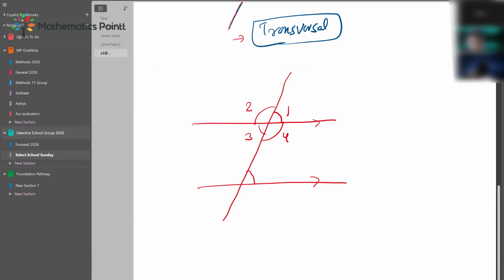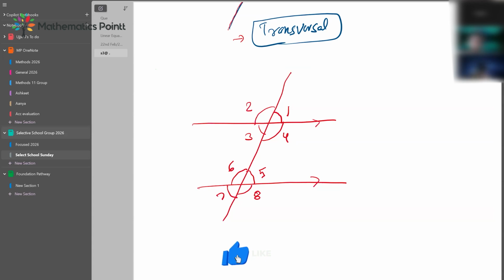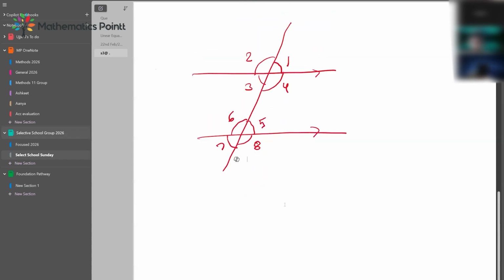Then angle 5, angle 6, angle 7, angle 8. So there are 8 angles that are made when two parallel lines are cut by a transversal. Today, what we are going to learn is the relationship between these 8 angles. I'm going to give you a lot of questions based on that, so please make sure you're making notes so that you can refer back and forth, because I won't be scrolling up and down.